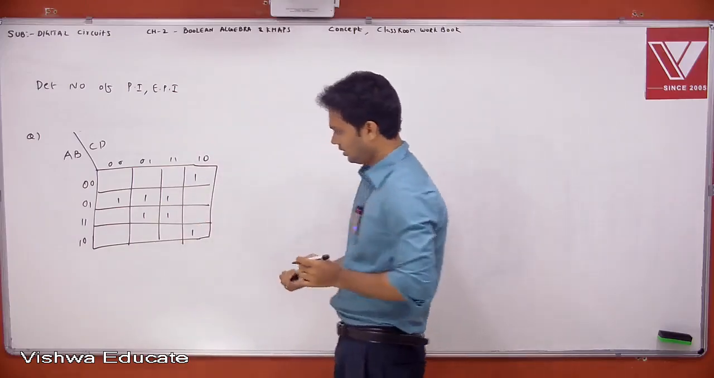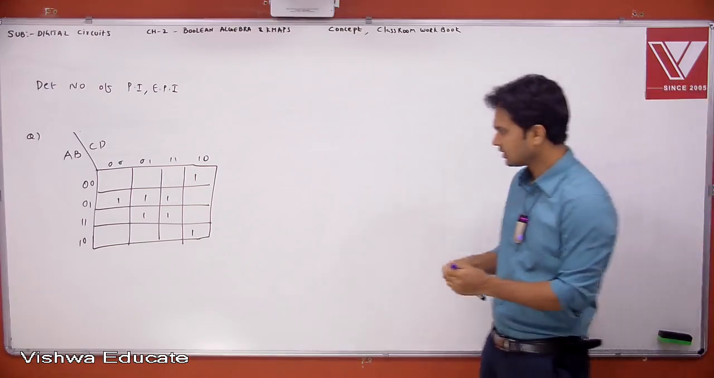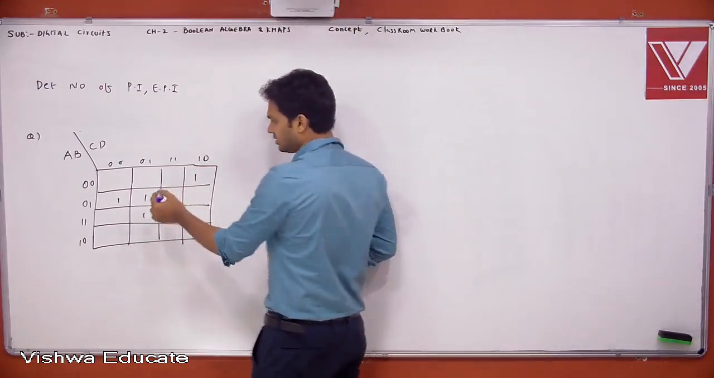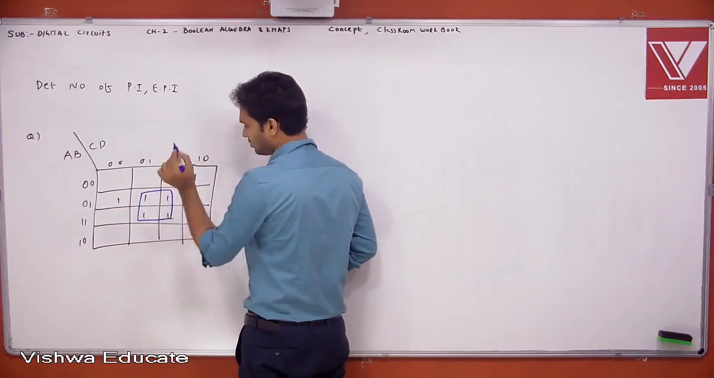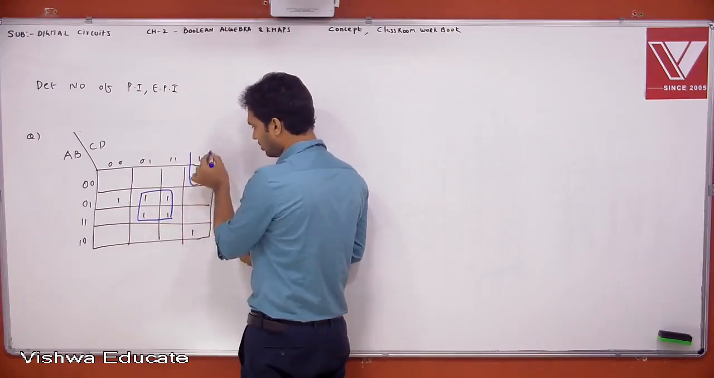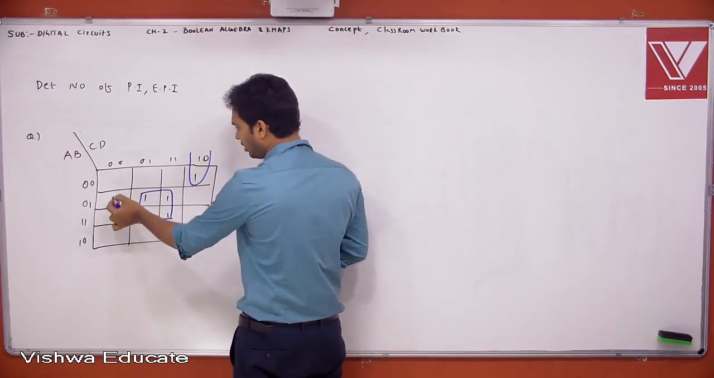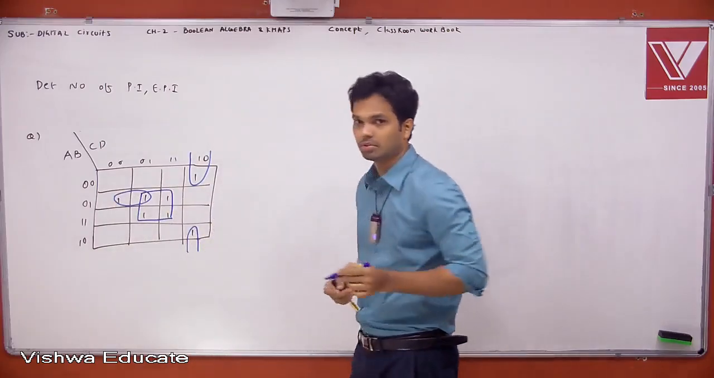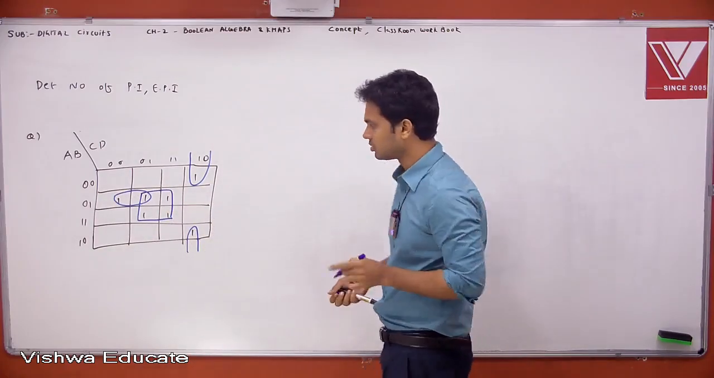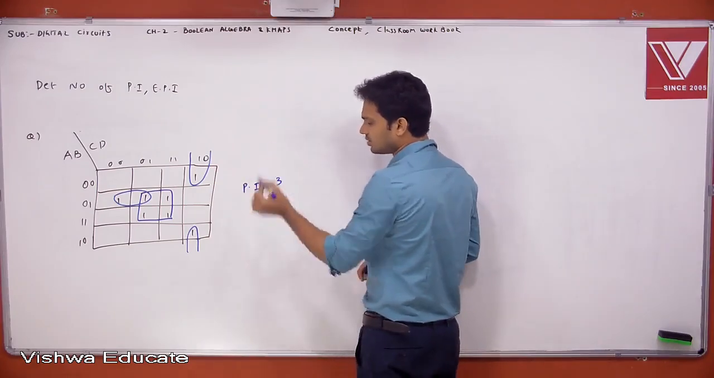Right. Let us take this example. In this example, first listen. You can make one pair, and you can make one quad. We can make one pair, and we can make another pair. Total, how many groupings are possible? 3 groupings are possible. Each grouping is called one prime implicant. Number of prime implicants is 3.